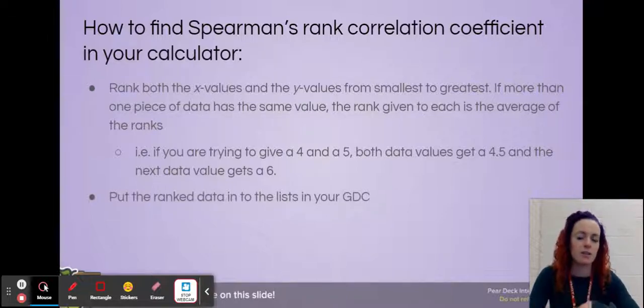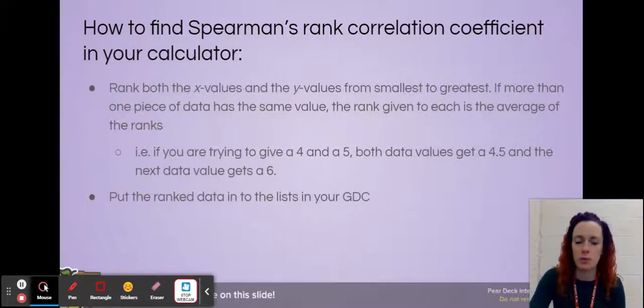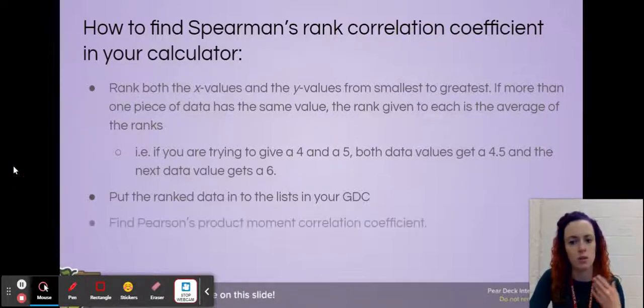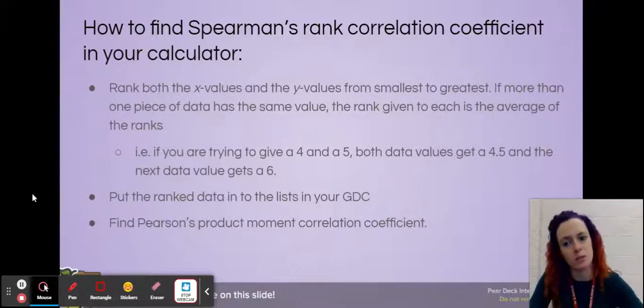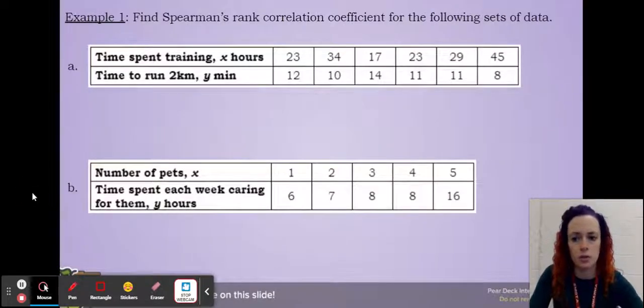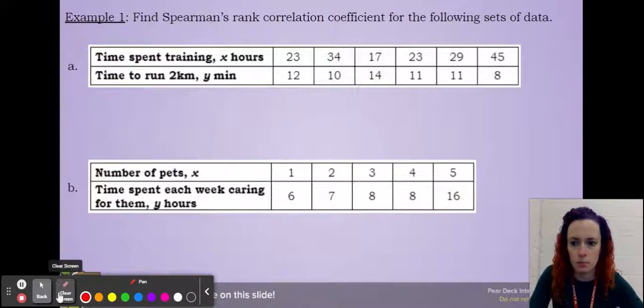Once you have the ranked data, all you do is put them into your list in your calculator, just like we were doing with Pearson's product moment correlation coefficient, and you find the R value in the calculator. So it's really just that first step that's different. Everything else is the same as finding Pearson's product moment correlation coefficient. So let's do a couple examples.